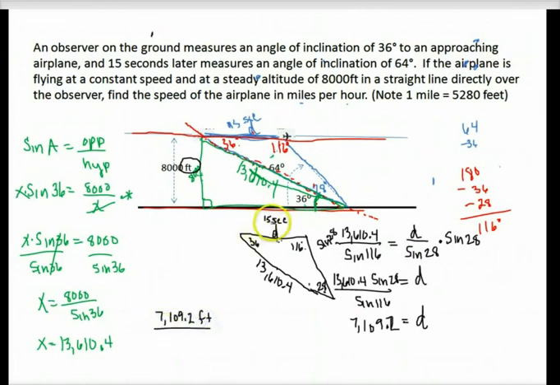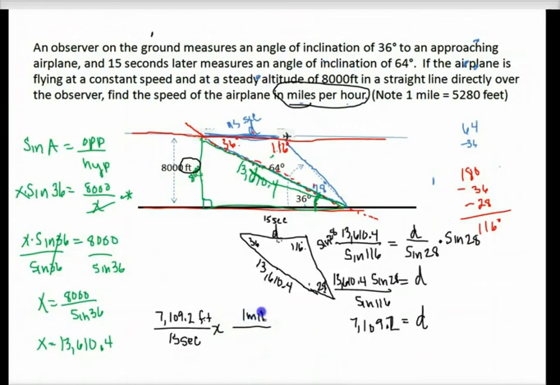And we have 7,109.2 feet in 15 seconds. So we need to convert that to miles per hour instead of feet per second. I don't know how we've done conversions in the past, but some people draw a line and section it off. But we're trying to multiply by ratios that will cancel our feet and seconds and leave miles and hours. So let's change feet to miles first. There are 5,280 feet in a mile.